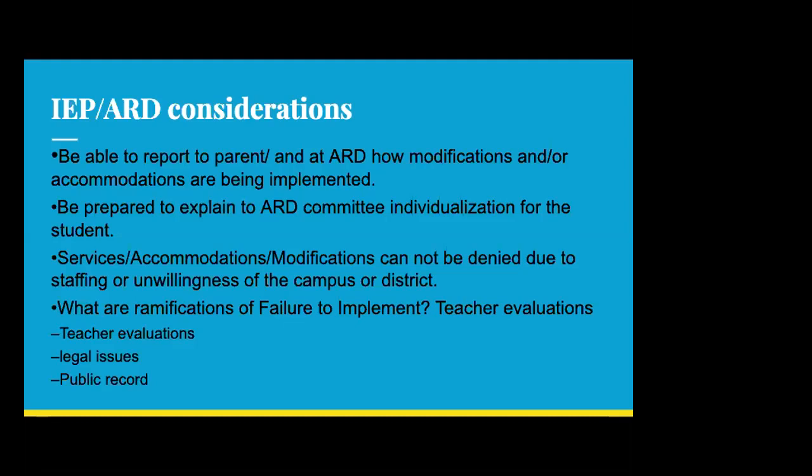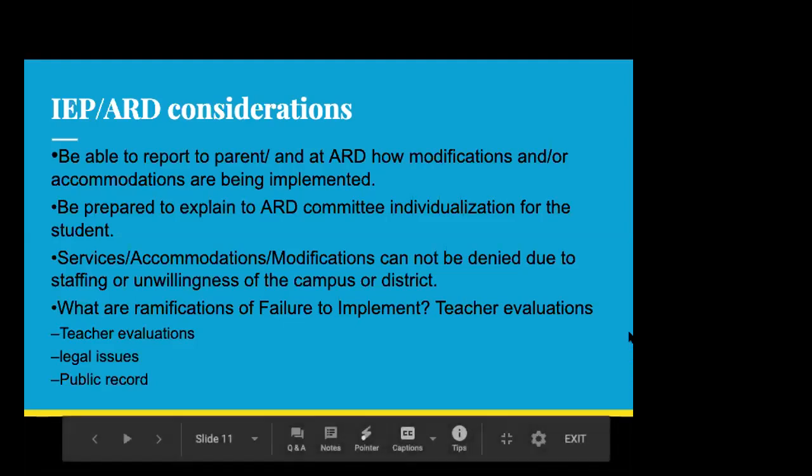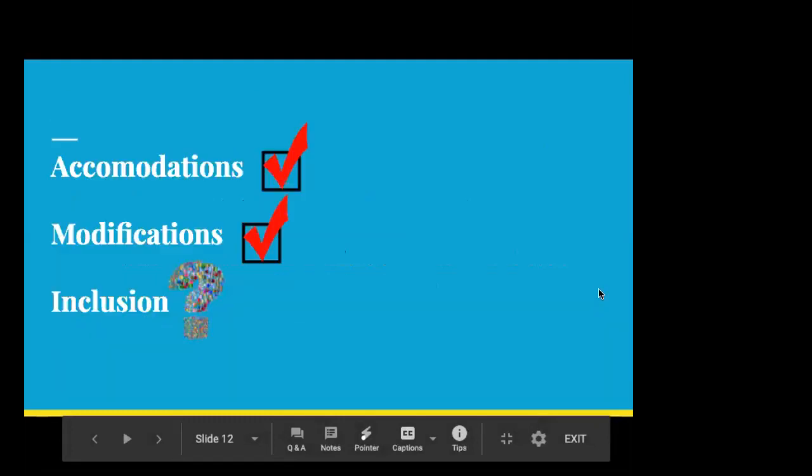What are some ramifications of failure to implement? Teacher evaluations, legal issues, public record, all those not so fun things. But the ARD is a legal document. So if it's on there that he or she is to get these things, then those things need to be provided for him. If you can't do it, then an ARD committee needs to come together and figure out what other things you can do in order to serve that kid.